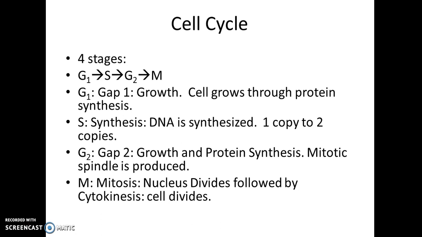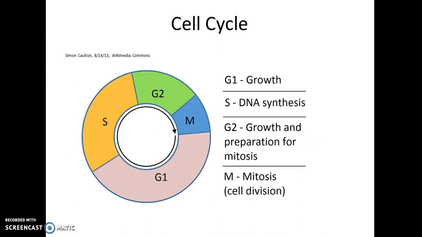And M is mitosis, where the nucleus divides. The nucleus divides in mitosis, and the cell divides in cytokinesis. So it's mitosis and cytokinesis. And here is the cell cycle. We have G1, S, G2, and M. It's a cycle.